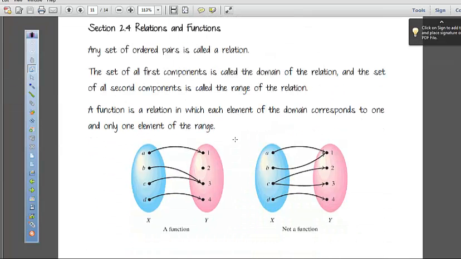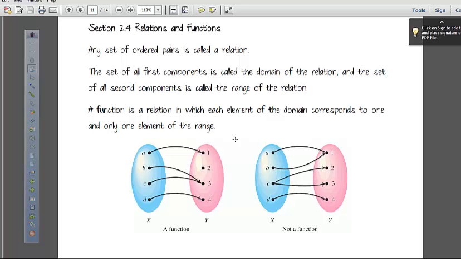Section 4, and probably reviewing some information that you're familiar with about relations versus functions. Any set of ordered pairs is called a relation. If we've got an x and a y, or whatever you want to call your variables, that's a relation. The set of all first components is called the domain of the relation, and the set of all second components is called the range of the relation.